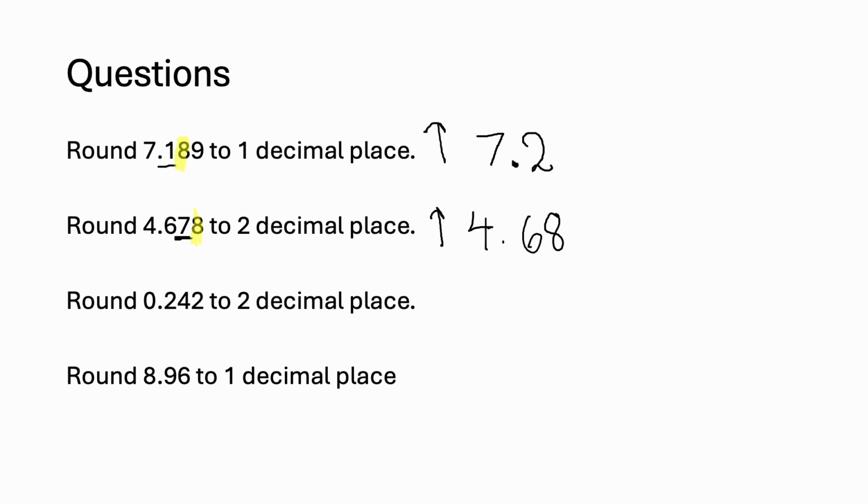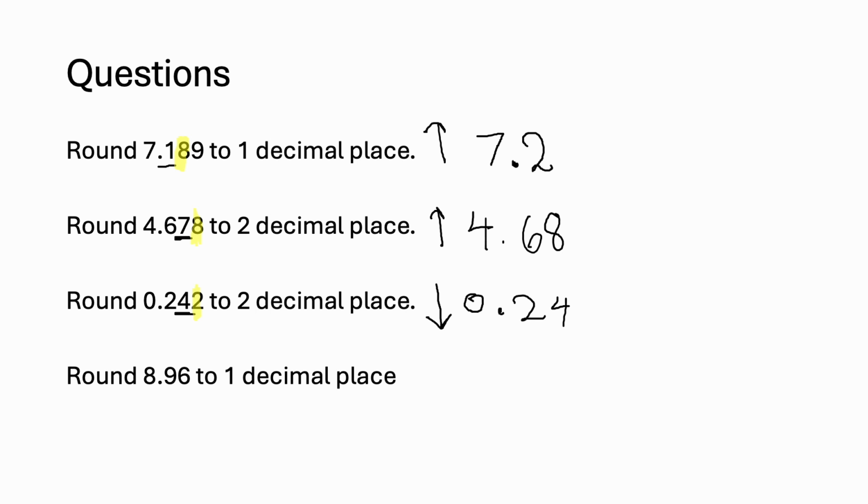Next one here is round 0.242 to 2 decimal places. So this 4 is the second decimal place, that's the one that we're concerned with. We look at the number to the right of the 4, which is the 2. As 2 is less than 5, that means we are going to round down, meaning that this 4 will stay as it is. So we get an answer of 0.24 to 2 decimal places.